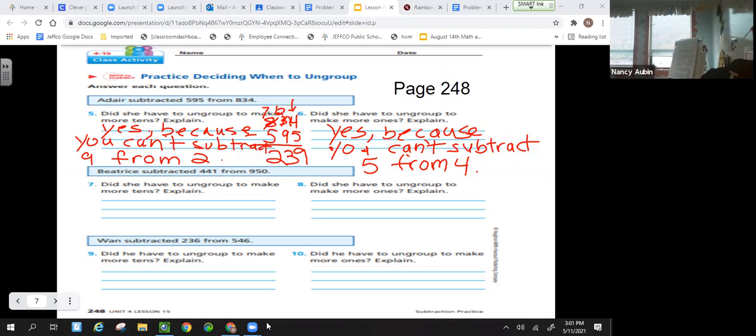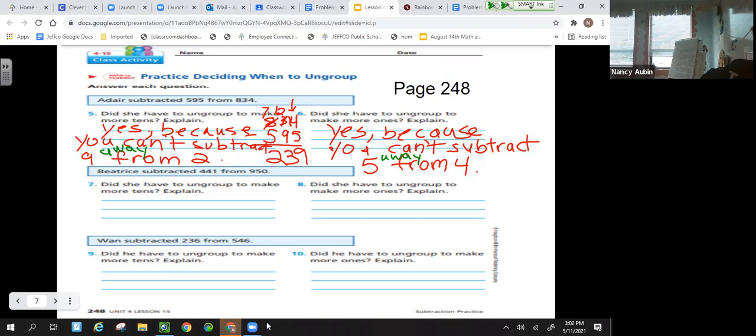If you would rather say, yes, because 4 minus 5 is impossible, or 4 is too small to take 5 away from it, you could use different words if that's confusing to you. When I say you can't take 9 from 2, it's the same as saying you can't take 9 away from 2. Maybe that would help you. Does that make more sense? You can't take 5 away from 4. Like you have 4 apples, but you can't take away 5. If I only have 4 apples, I can't give you 5.